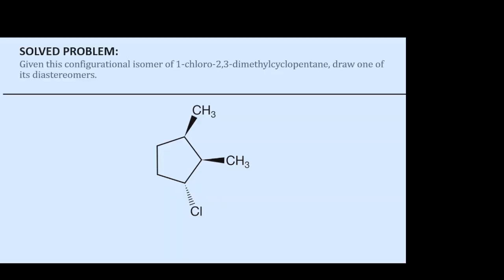Okay. Very good. Let's go ahead and try solving this problem. I'll give you the figure here. Everything else will be down in the quiz part. Okay? You got that figure? Fantastic. So the question's going to involve, given this configurational isomer, 1-chloro-2,3-dimethyl cyclopentane, which the figure looks like so. Draw one of its diastereomers. So go ahead and draw that out. And then we'll talk about the easy way to do that. Okay? What's the easy way to generate a diastereomer?